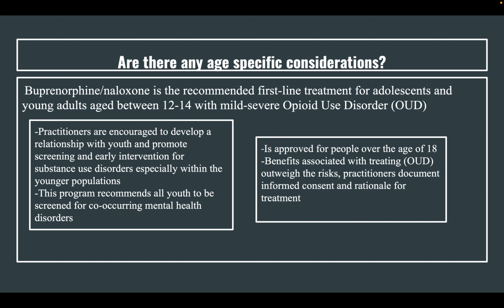Are there any age specific considerations? So, naloxone is the recommended first line treatment for adolescents and young adults between 12 to 14 with mild to severe opioid use disorder.